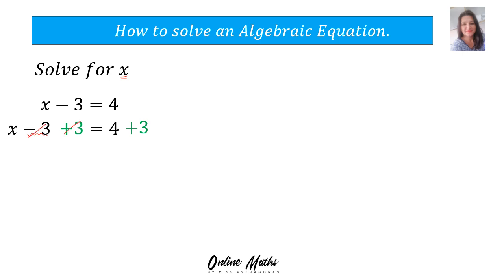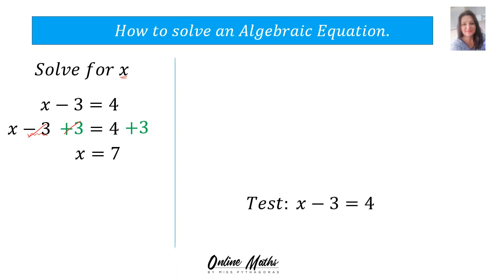And then you are left with x on the left hand side is equal to, and then on the right hand side you add your constants, your numbers. 4 plus 3 is 7. So can you see you solved x?